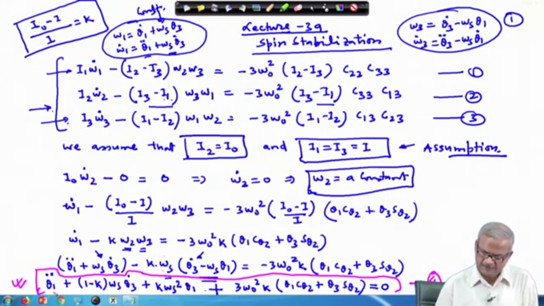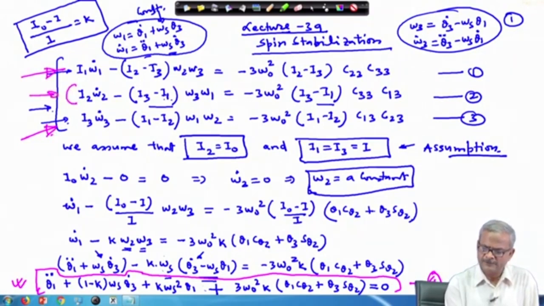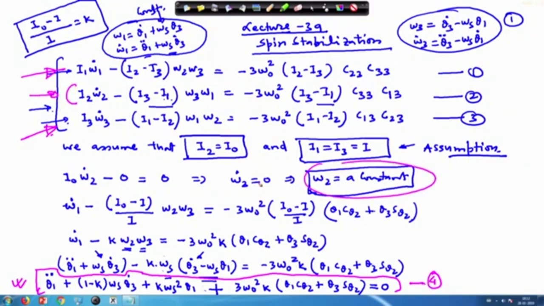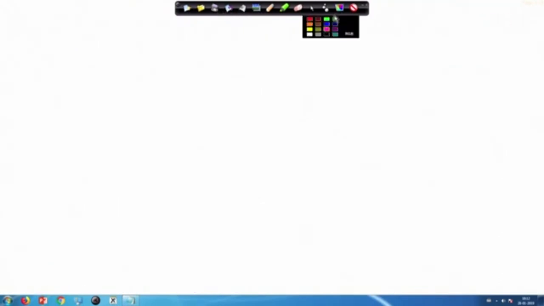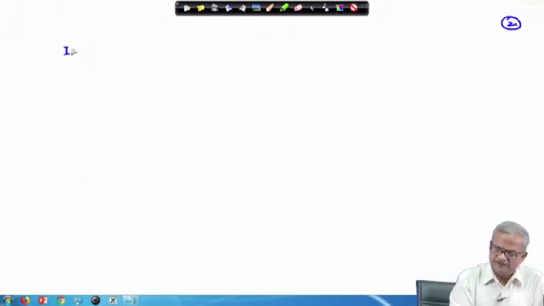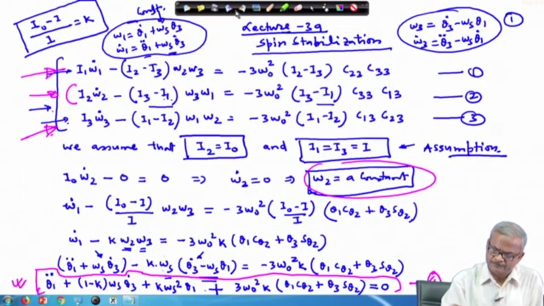Now, this is for theta 1, the first equation we have worked on. Now, we have to work with the third equation. The second equation we do not need to work on because it has already got simplified to this particular result. So, the third one, I3 omega 3 dot, similarly we can write omega 3 dot.